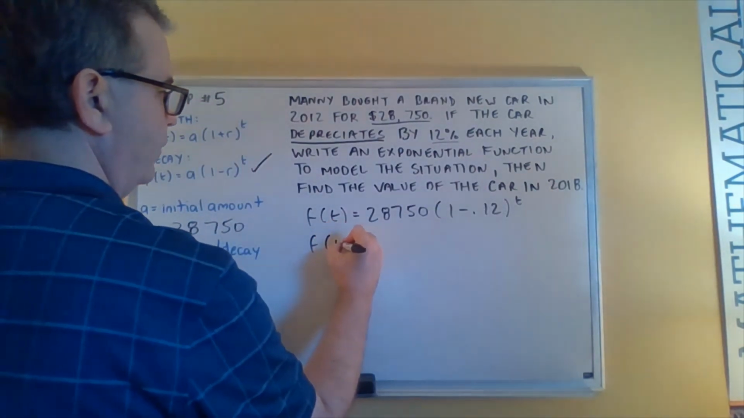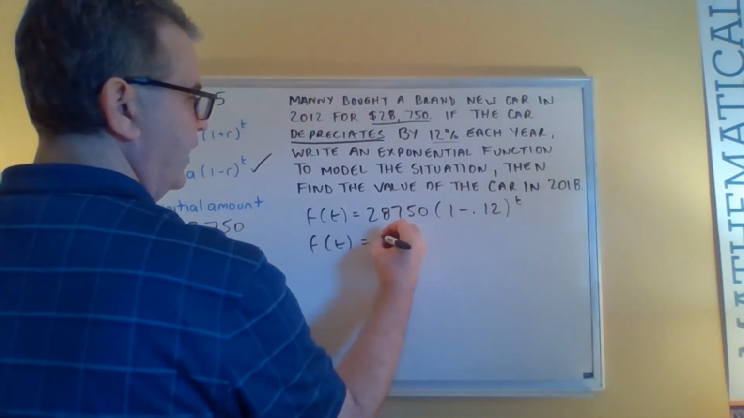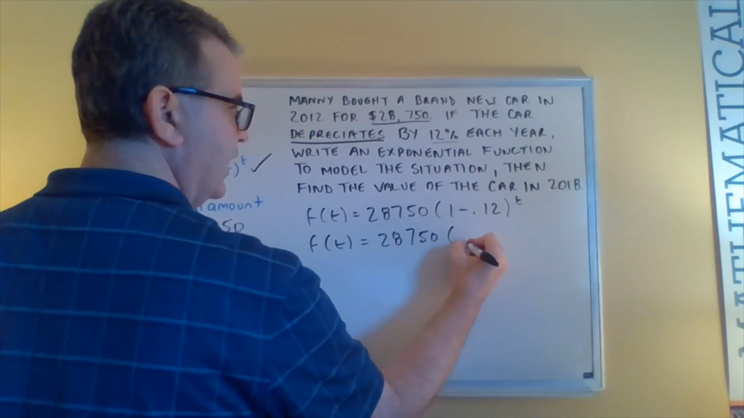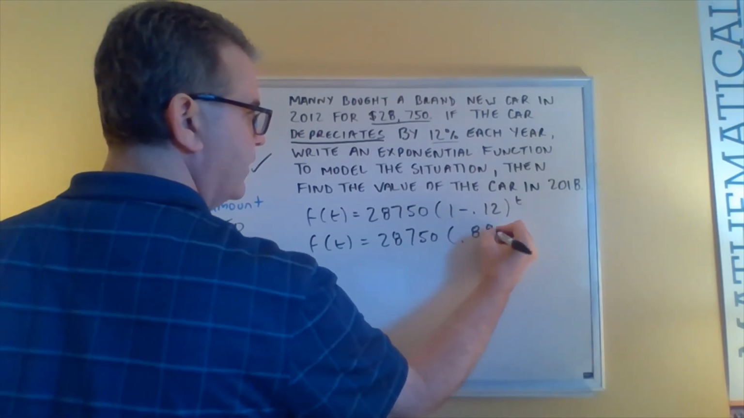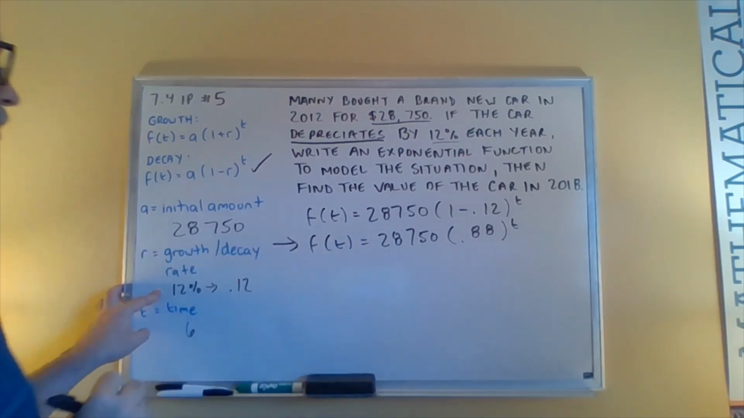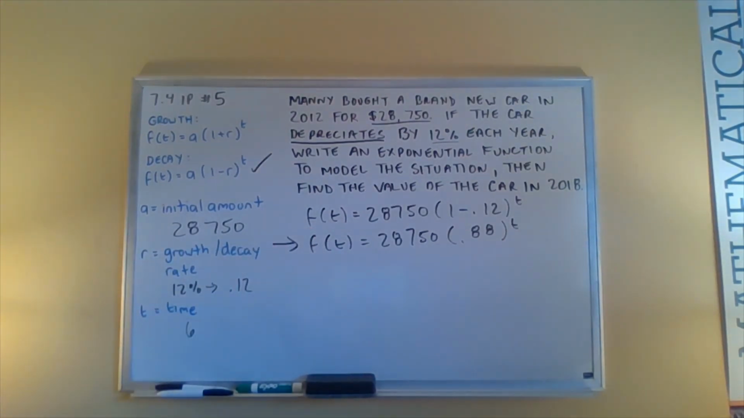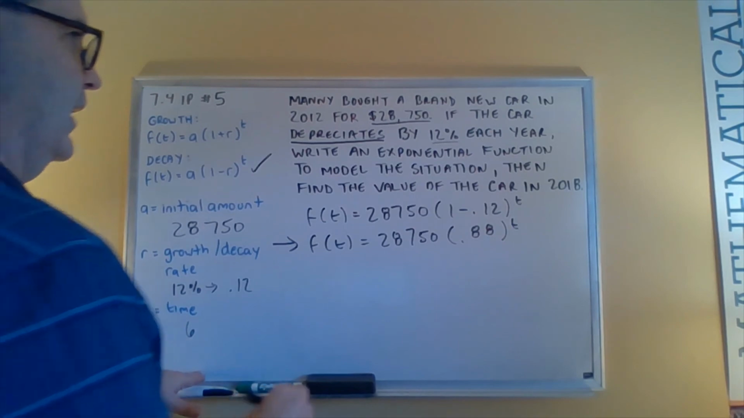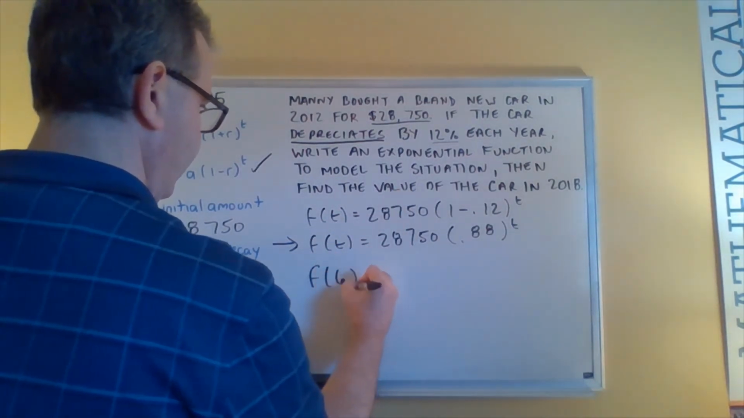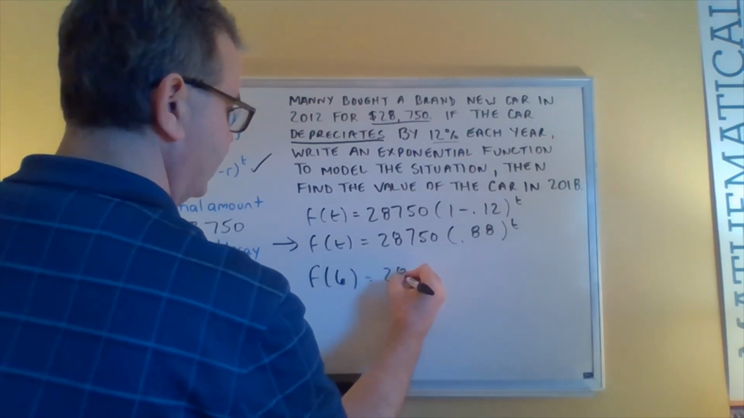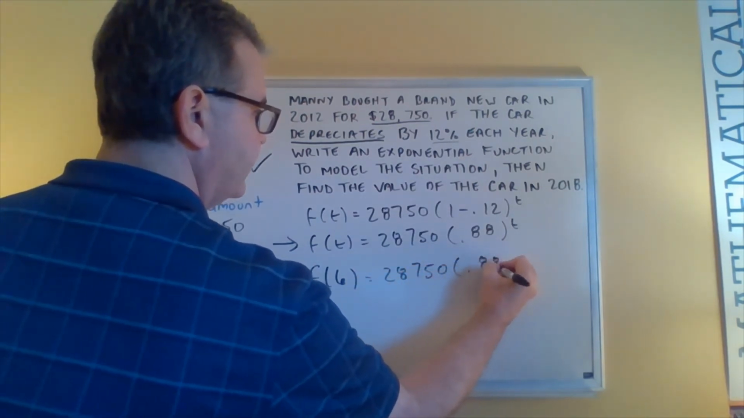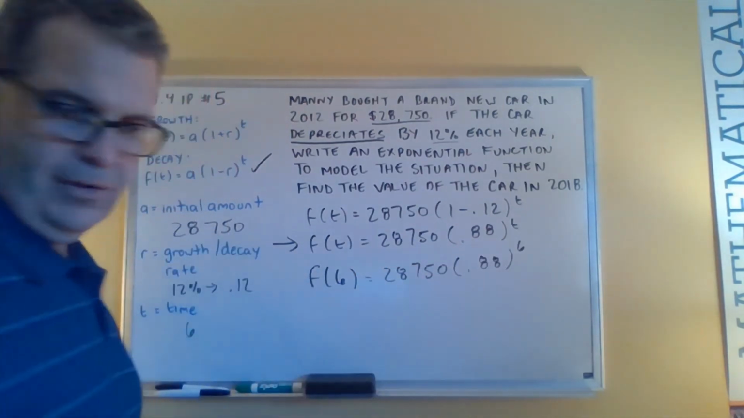Let's clean up that parentheses a little bit, and we'll get f of t equals 28,750 times 0.88 raised to the t power. So right here, that is our model exponential function. Now we need to find the value of the car in 2018, so we're going to find f of 6. So we're going to get 28,750 times 0.88 to the 6th power.